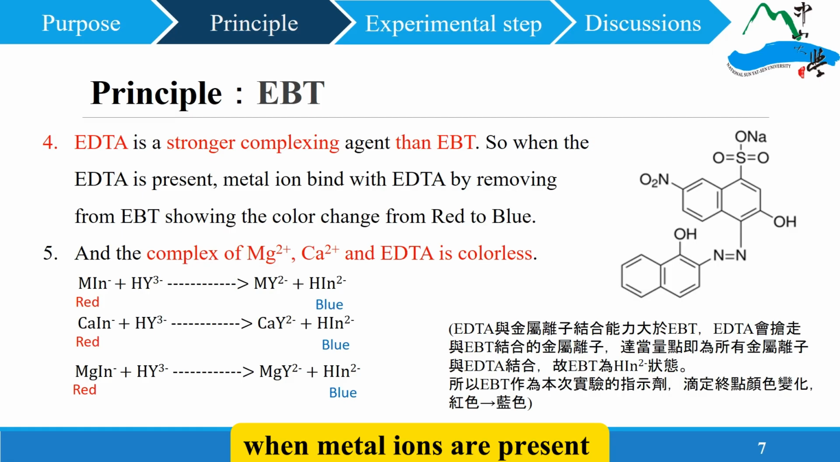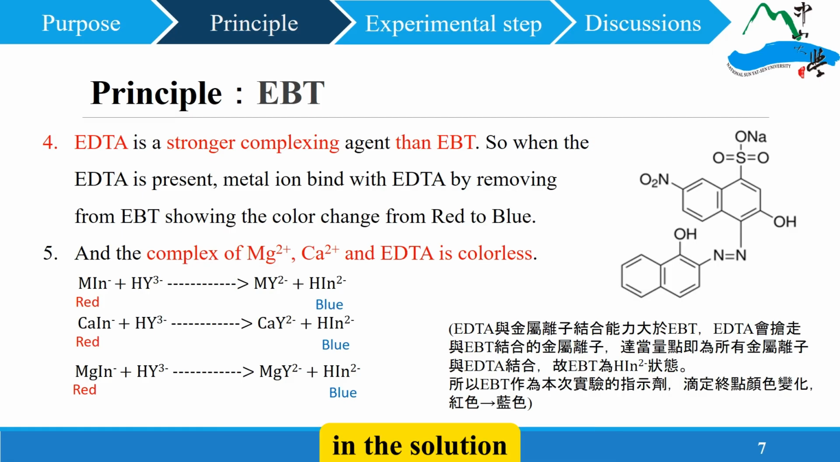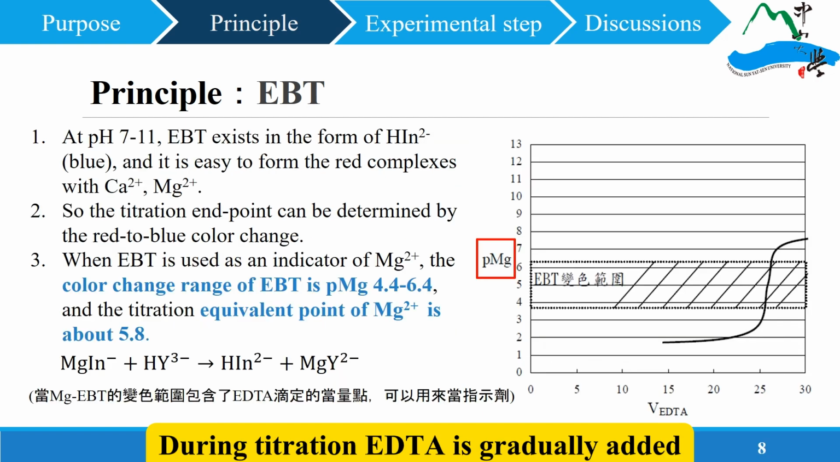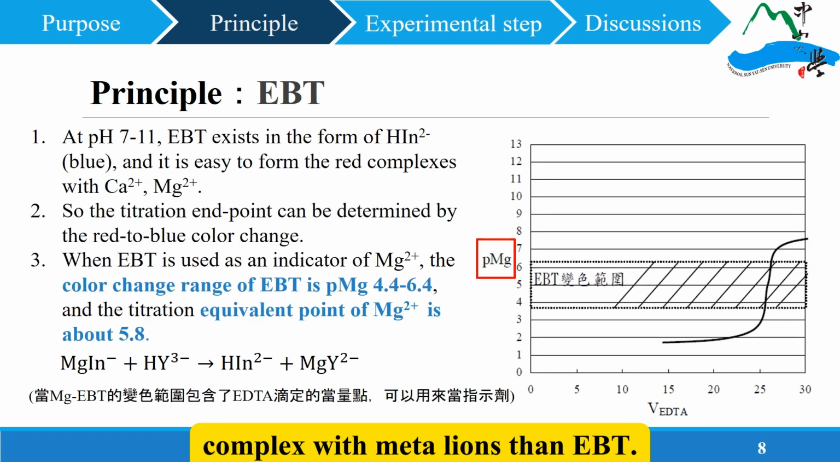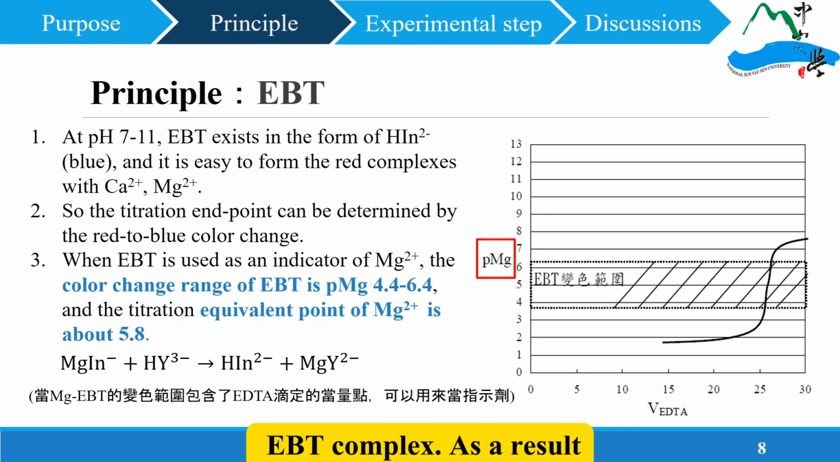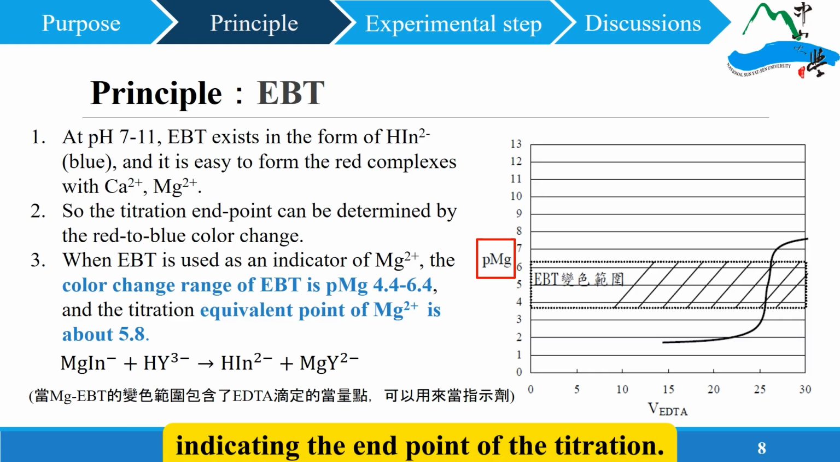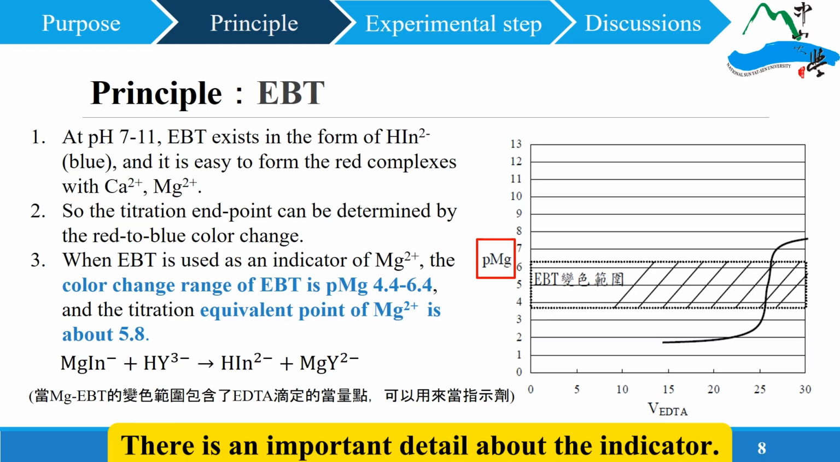So initially, when metal ions are present in the solution, the indicator binds with them and the solution becomes red. During titration, EDTA is gradually added. Because EDTA forms a stronger complex with metal ions than EBT, it will remove the metal ions from the EBT complex. As a result, the indicator is released back to its original form, which is blue. Therefore, the color changes from red to blue, indicating the end point of the titration.